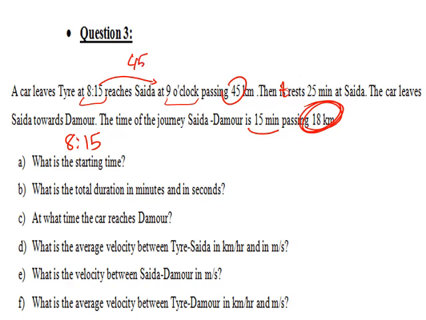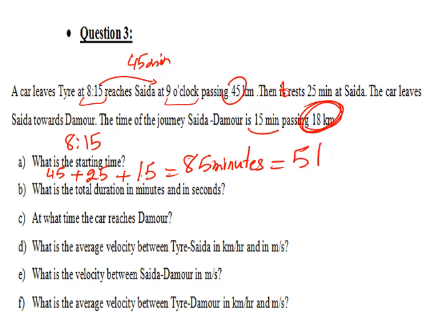This is a 45 minute trip. So first, you have to calculate 45 plus resting for 25 minutes, plus the car leaves Saida toward Damour. The journey between Saida and Damour is 15. So 45 plus 25 plus 15, it's 70, 80, 85. So 85 minutes. We calculated in minutes. You have to calculate it in seconds, times 60. So it's going to be 5,100 seconds.